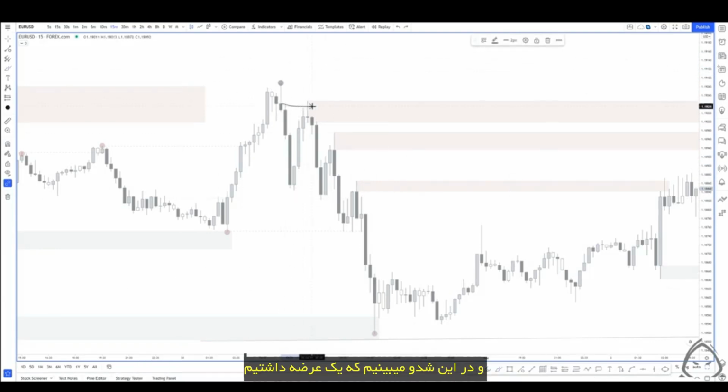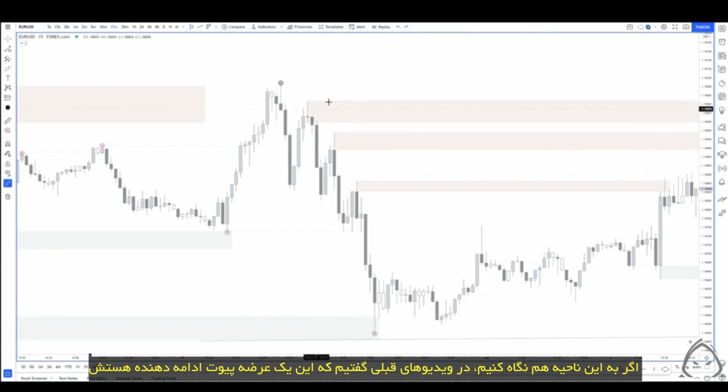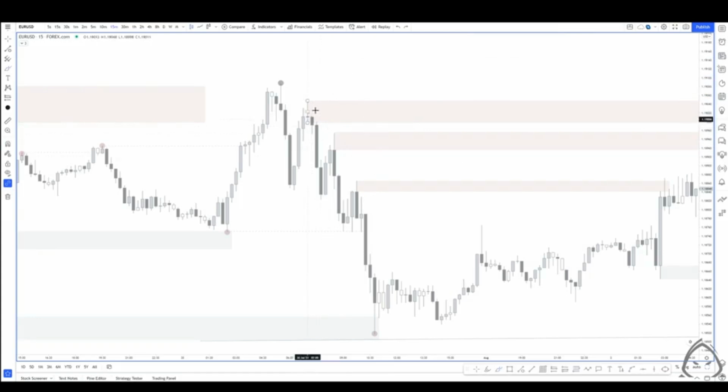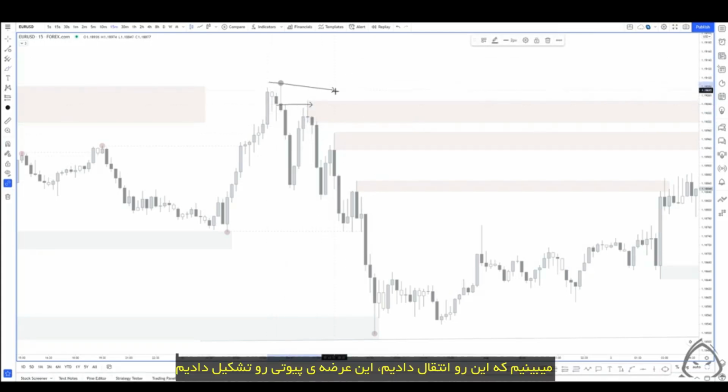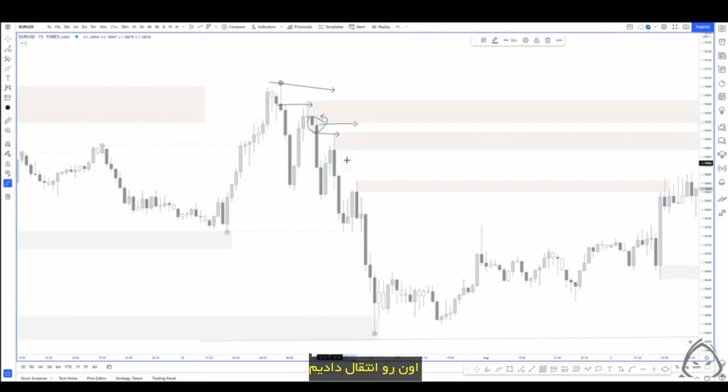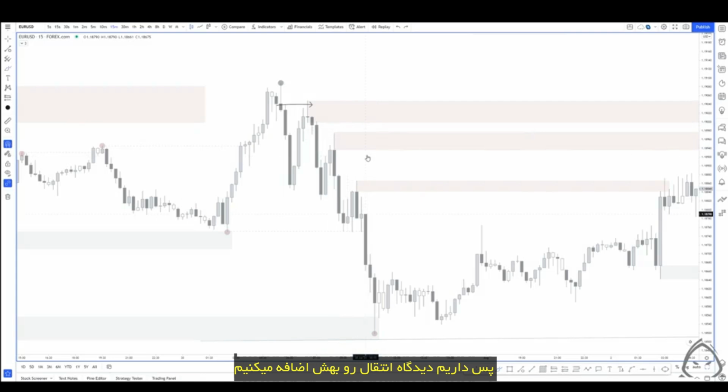And what we can see in this wick, we have a supply zone, we tap into that supply zone, and then we continue moving to the downside. If we look at this zone, like we had mentioned in the previous videos, we have this, which is just a pivot supply zone. You can see that we mitigated this. We created that pivot supply zone. We've mitigated that, so we're just adding in the concept of mitigation.